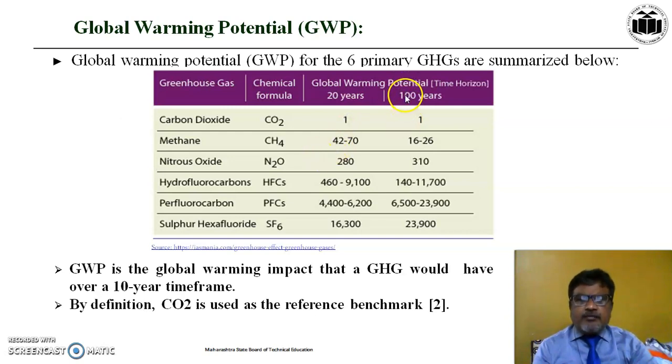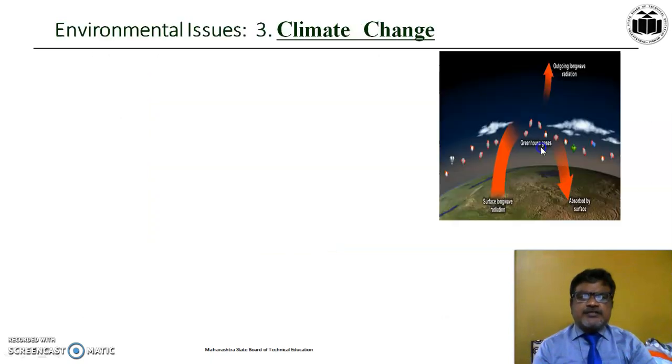Similarly, there is the potential for 100 years. Global warming potential is the global warming impact that the greenhouse gases would have over a given time frame. By definition, carbon dioxide is used as a reference benchmark for all these greenhouse gases.